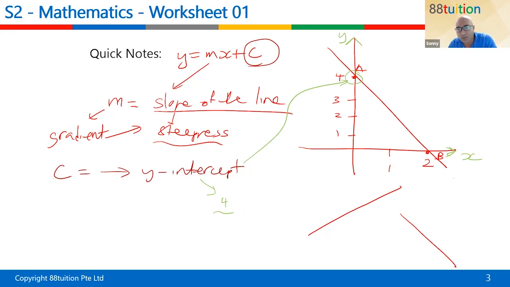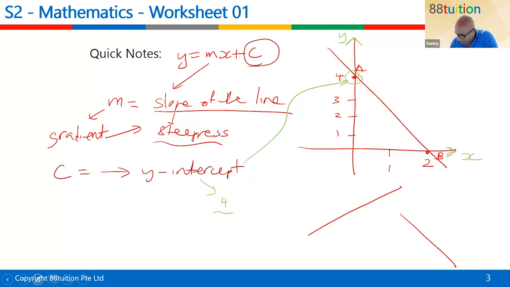Your x-axis is horizontal, your y-axis is vertical. So y-intercept simply refers to this point A. The slope cuts the y-axis at 4, right? So that is your C, which is your y-intercept, which is given by 4 in this case, all right? So the important thing is now, you know what C is, but what is M? You know M is gradient, slope, and all those things.